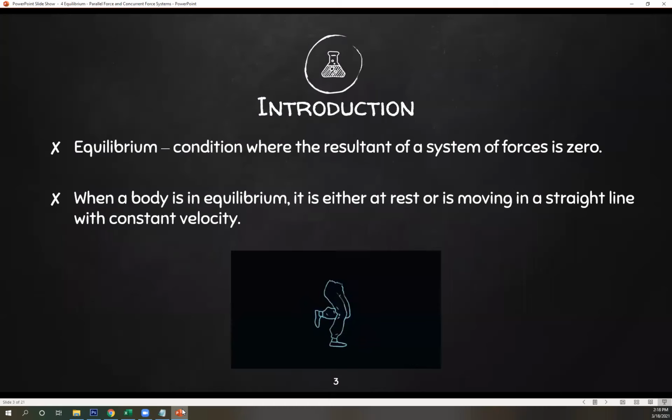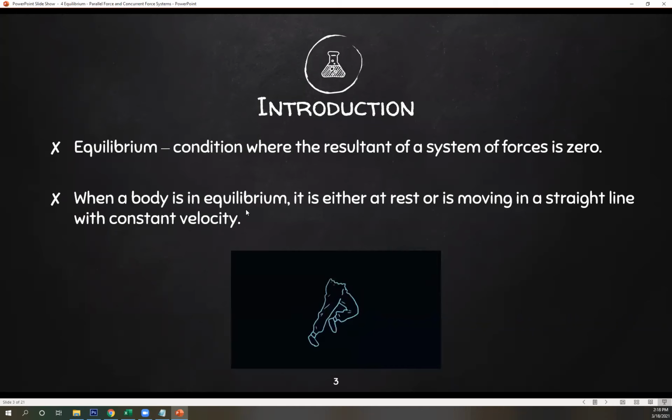Equilibrium is a condition where the resultant of a system of forces is zero. If you can imagine, remember resultant is the effect or total effect of a force on a body. If your resultant is zero, therefore your system of forces should not have any effect on your body. So that means two things. Either your object is at rest or remains at rest, or your object remains in constant motion.